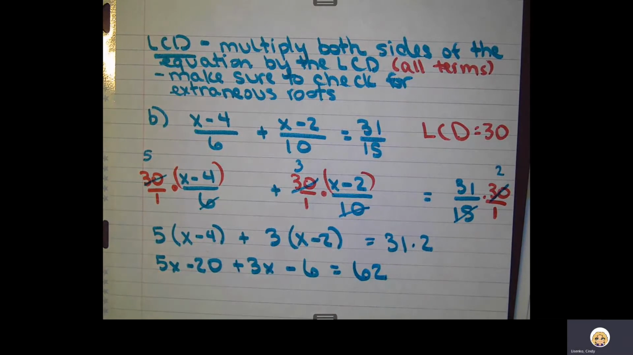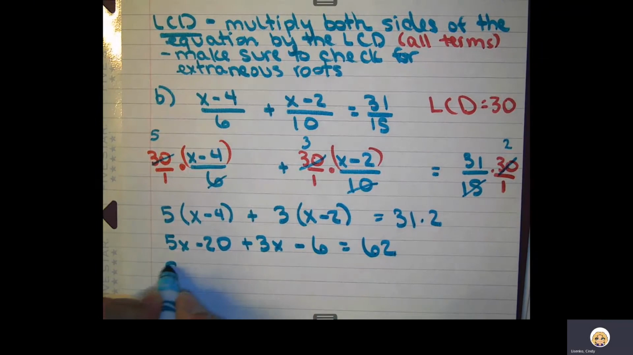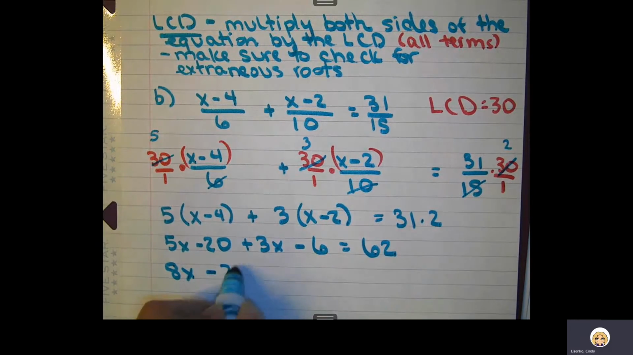Next step, I can combine like terms. If I combine my x's, 5 and 3 is 8, so we have 8x. Negative 20 minus 6, I keep the signs with it, that would be negative 26, so minus 26. And now I have equals 62.